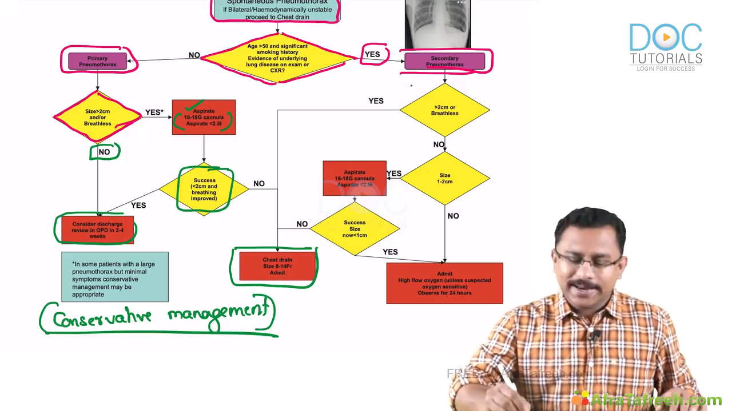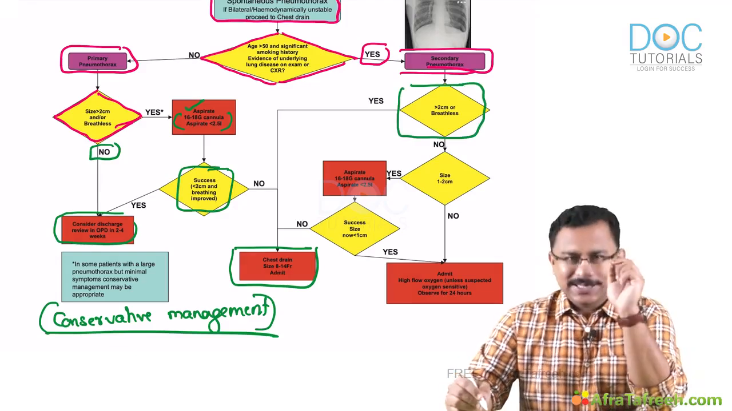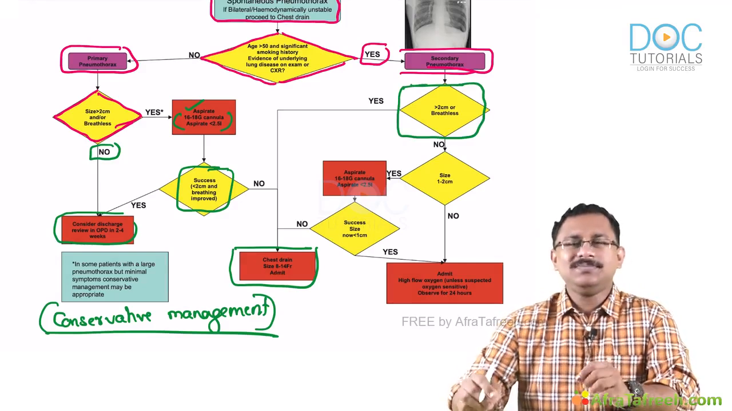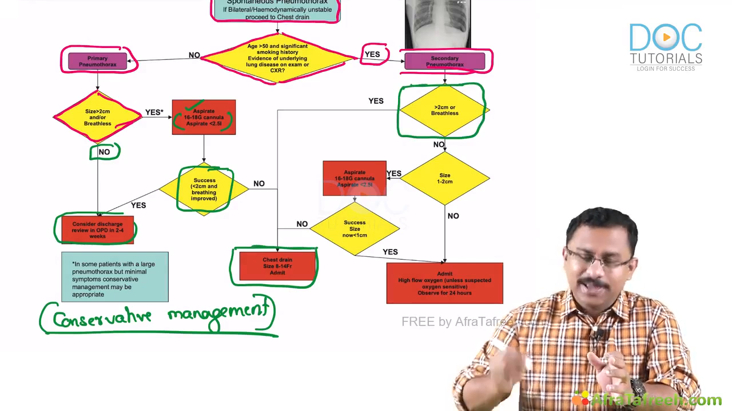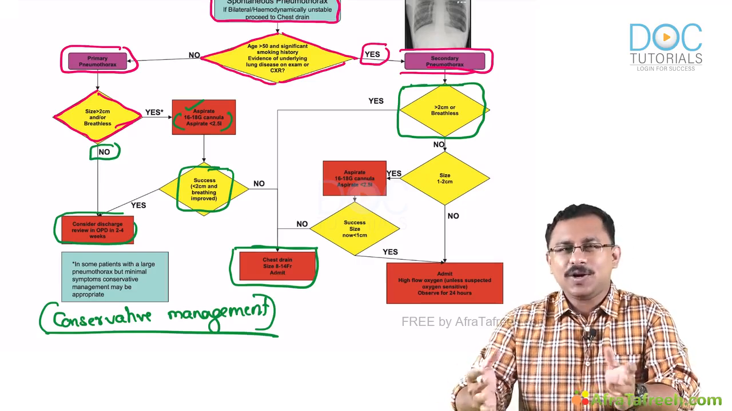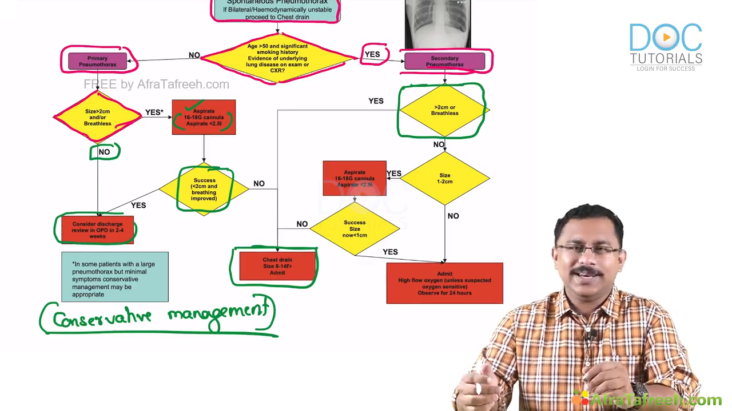What about a secondary pneumothorax? There again, the decision making is dependent on the size. If the size is more than 2 centimeter, the guideline says you can directly go for the chest drain. You can put the intercostal tube directly.